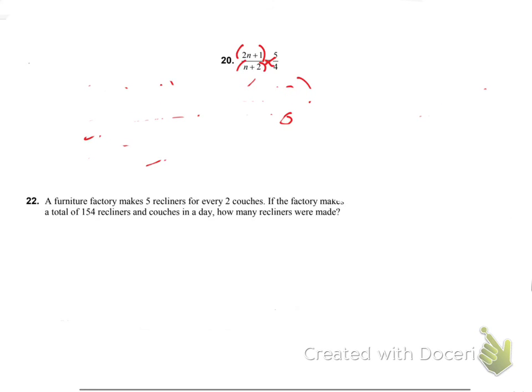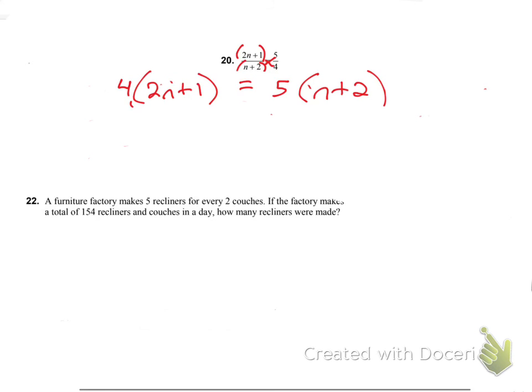All right, so for some reason, I'm going to rewrite this. So it was 4 times 2n plus 1, and then that's equal to 5 times n plus 2. So that's what I have. And I distributed this one right, so that's 8n. But then when I distributed this, for some reason I thought it was plus 8, so it should be plus 4. So equal to 5n plus 10. So that's what I should have.